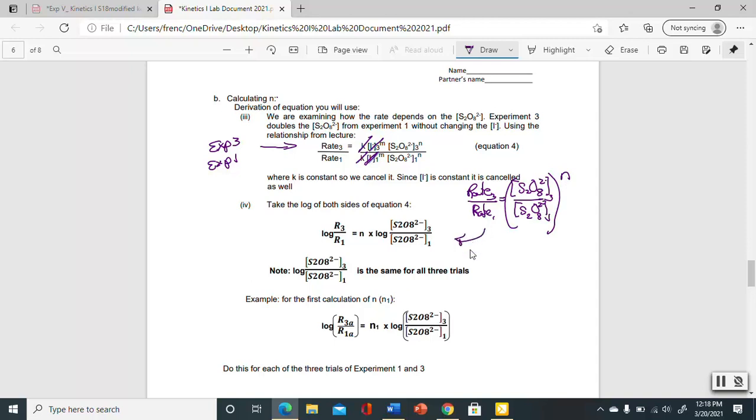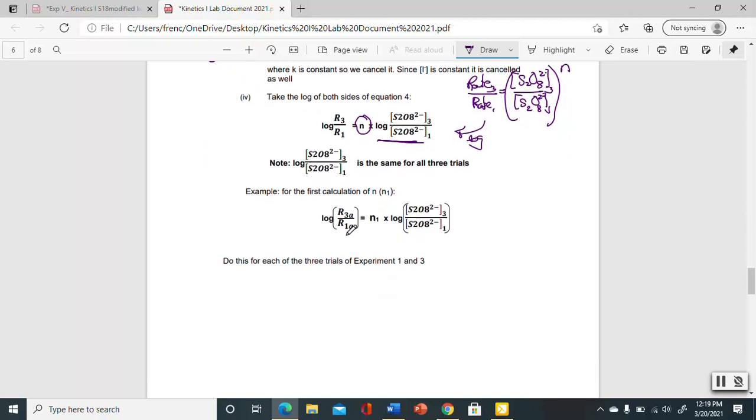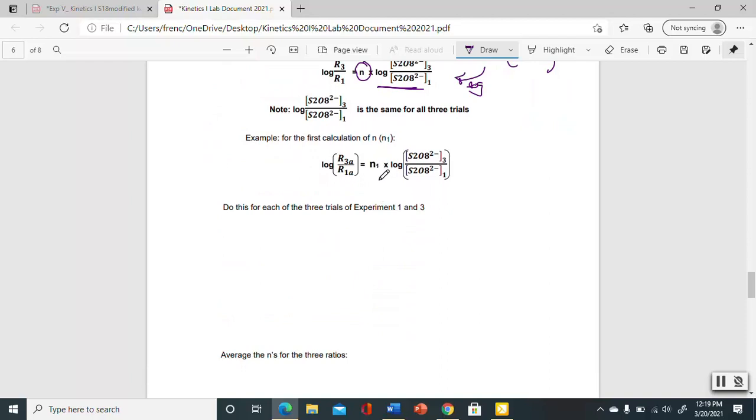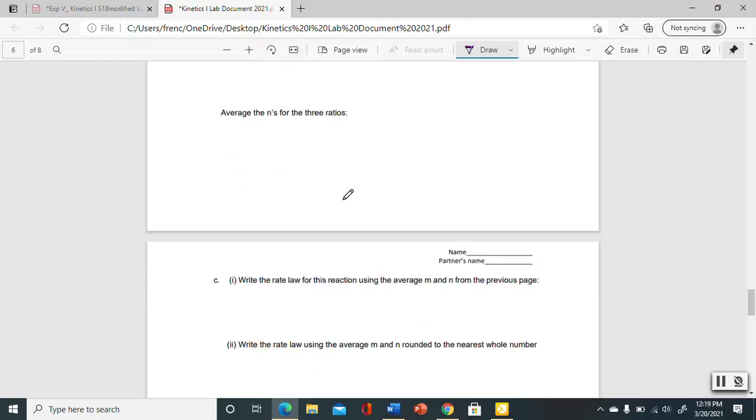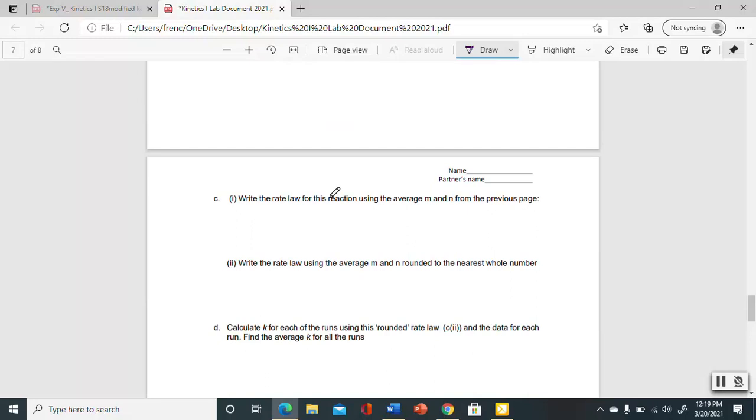Again, taking the log, we can get this nicely separated out into log of rate 3 over rate 1 equals N, and that's what we're looking for, times the log of these calculated concentrations. So these will be the same for trials A, B, and C. All right, so you should be able to find the N for trials 1 and 3, and you'll again average that, and that's going to allow you to figure out the rate law. You will know rate equals K, concentration of iodide, which you will have discerned, and persulfate, and again, this you will just have found right up here. And this will have been in the first one. So now you'll have a pretty good idea of what your rate law is.